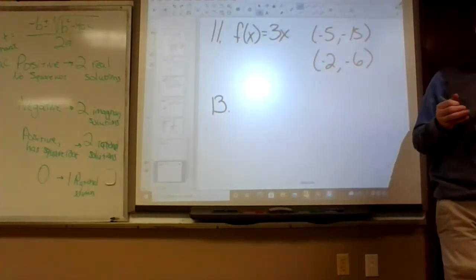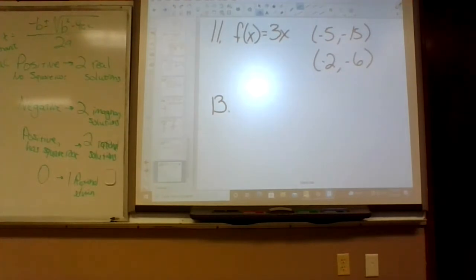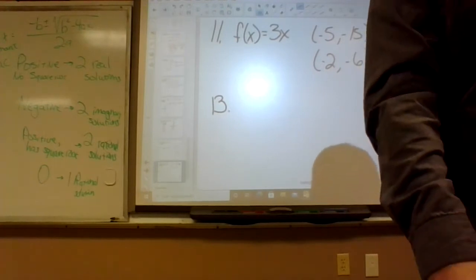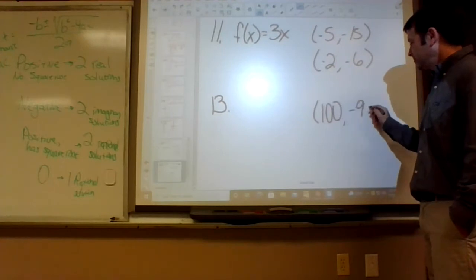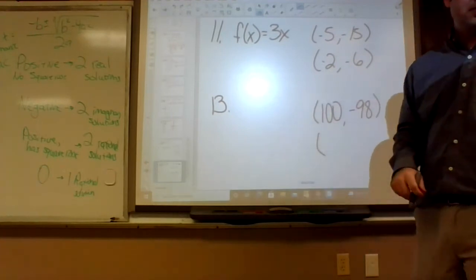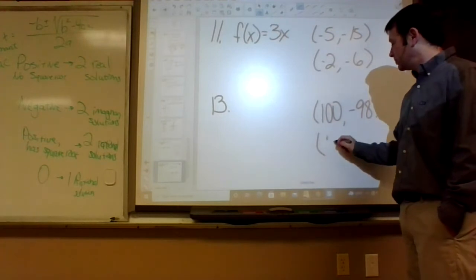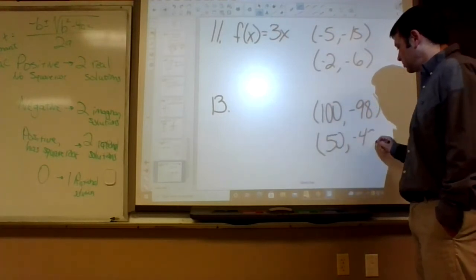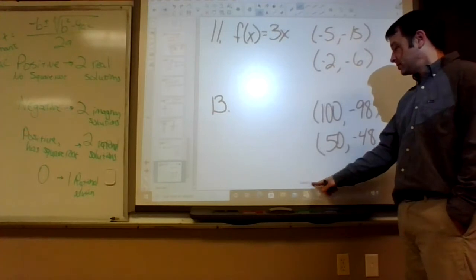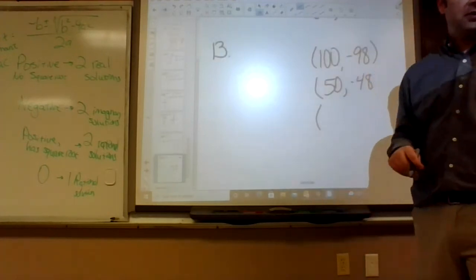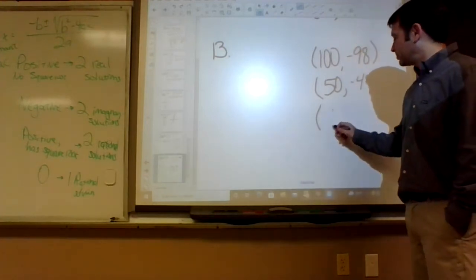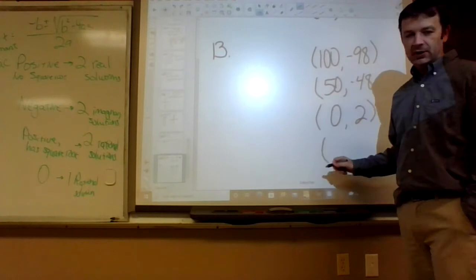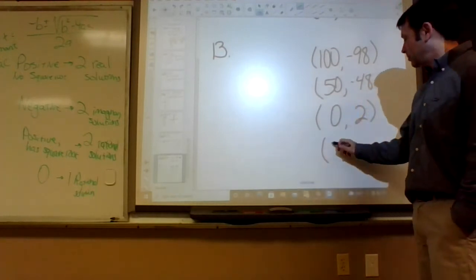If you're getting cocky, number 13 might knock it off because 13's trickier. It's the hardest one that's not a bonus. So we're going 100, -98, and 50, -48. Somebody in another class did figure this out though, so you've got competition, so you can outthink the 9th graders. 0, 2, that one might actually throw you off. That one's confusing. I wouldn't look at that one. 20, -18. They're all kind of the same, right?